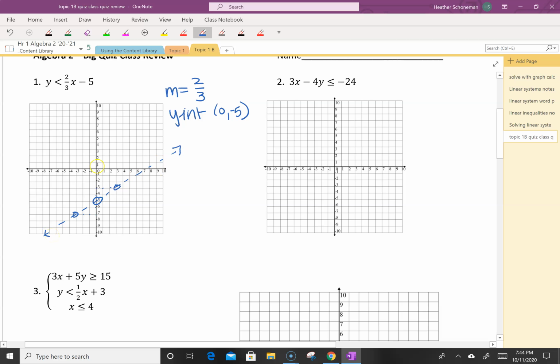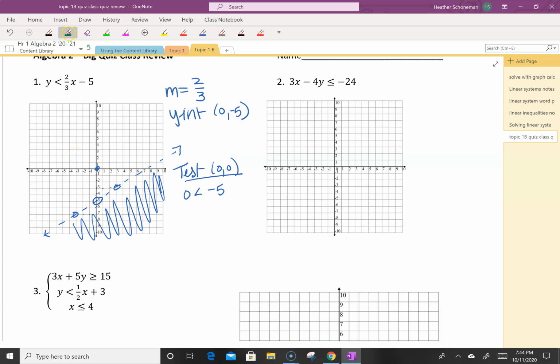Then I need to pick a test point. (0, 0) is not on my line, so I'm going to test it with the point (0, 0). When I plug that in for x and y, I get 0 is less than -5. That is false. (0, 0) is right here, so that's the false side of the line. But I want to shade the true side, so I'm going to shade down here. If my statement had been true, then I would have shaded the side where my point was.